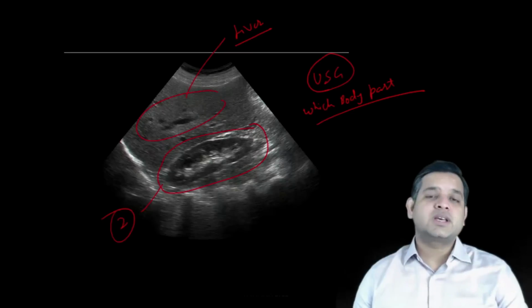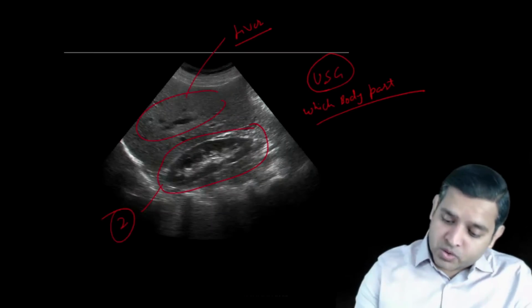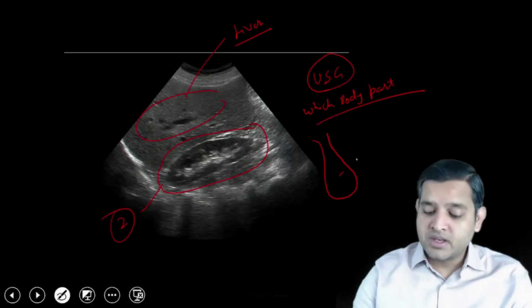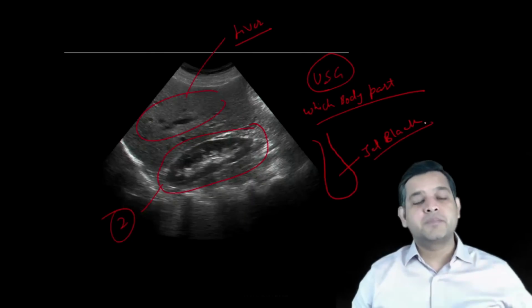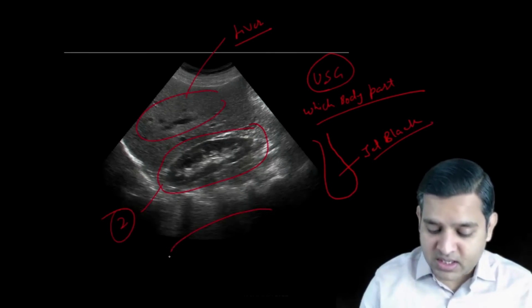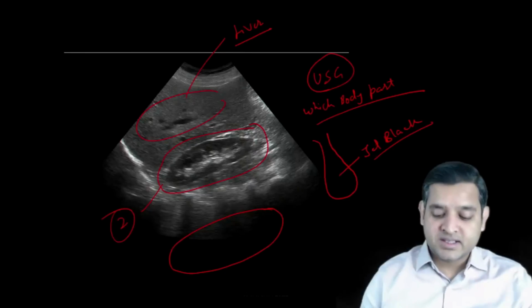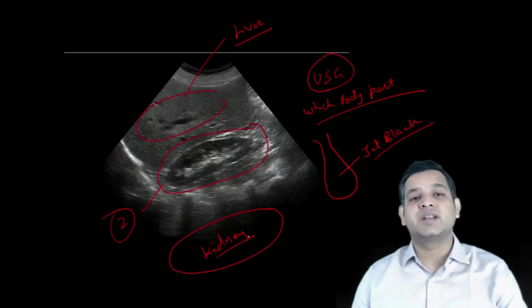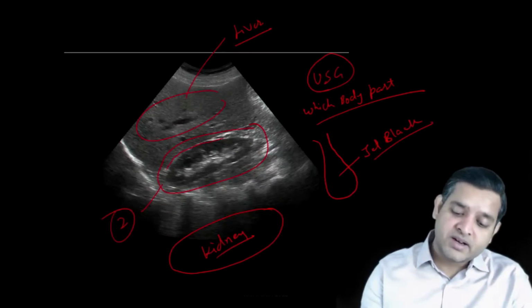If you are thinking that number 2 is gallbladder, you are wrong. This is not gallbladder. It is to be noted that the gallbladder will be a pear-shaped structure which will be jet black from inside, whereas if you see a reniform structure like this, this has to be kidney. Yes. So one is liver and the other is kidney.